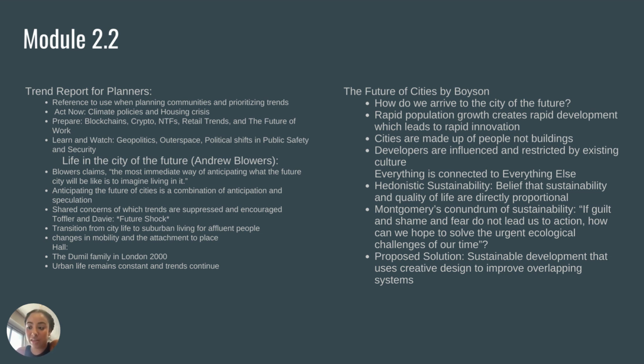A great point that Montgomery makes is that the hardships of today are due to the unsustainable planning that happened in the past. Since cities are made of overlapping systems, there will be a chain reaction of quality of life improvement as we work to improve our energy, governance, and social systems.